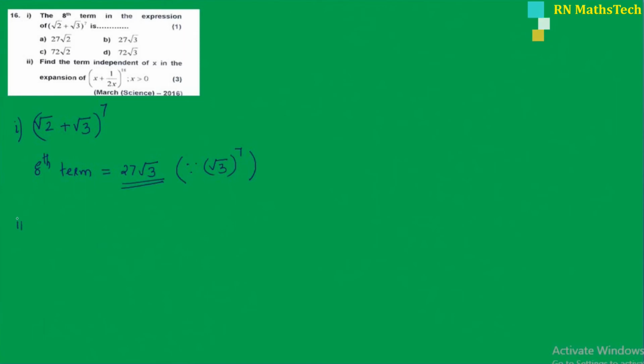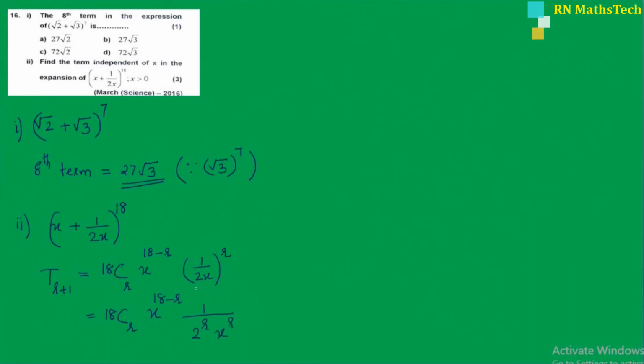Now second part, find the term independent of x in the expansion of (x plus 1 by 2x) the whole raised to 18. T(r plus 1) is 18Cr x raised to 18 minus r (1 by 2x) raised to r. Okay, that is 18Cr x raised to 18 minus r 1 by 2 raised to r x raised to r.